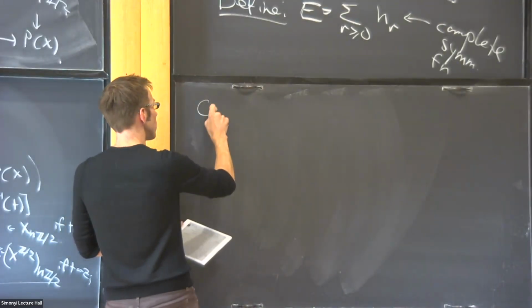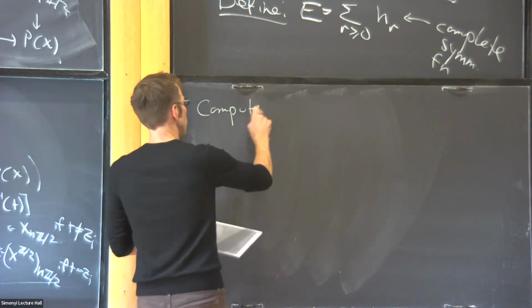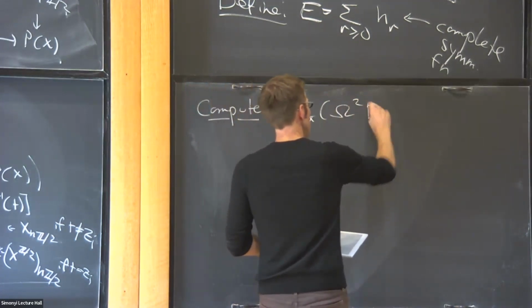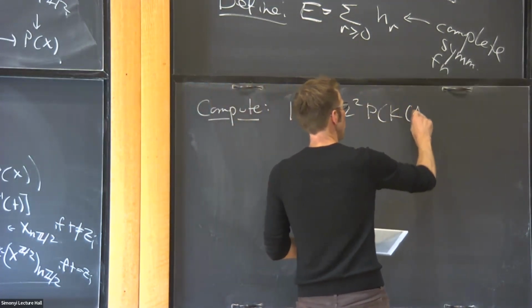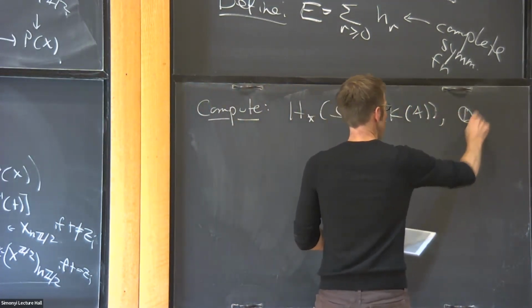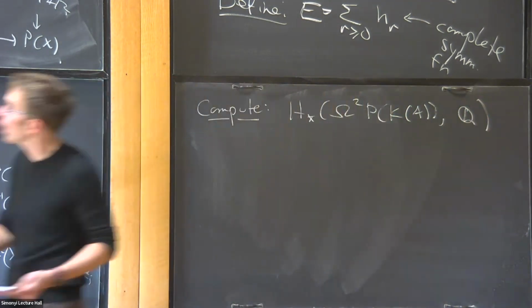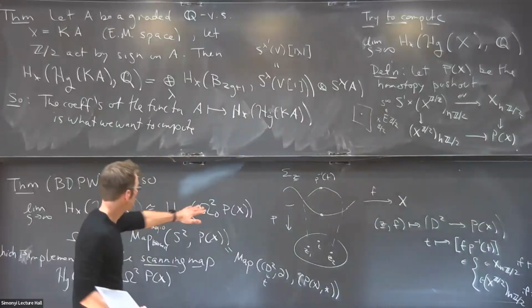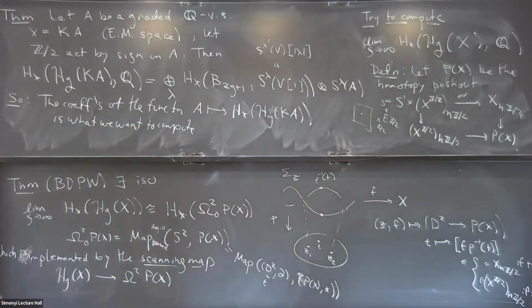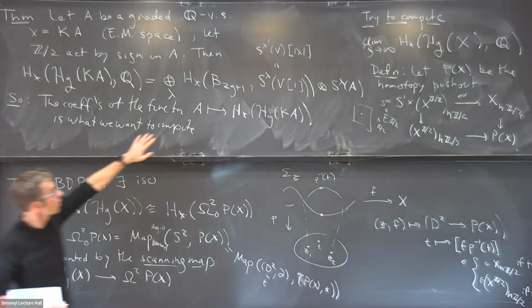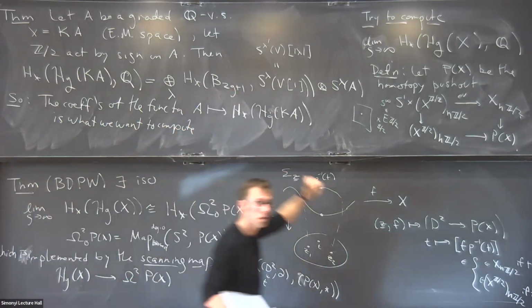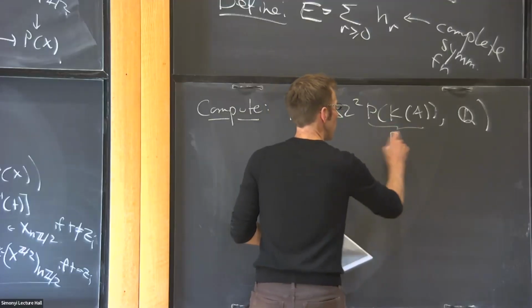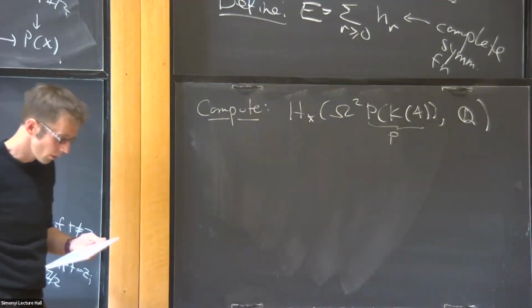Let's talk about how to compute now. The homology of loops on P, or K bar, is rational, right? Because we know that by this theorem and that theorem, that computes this stably. Let me just call this P because there's much notation already.